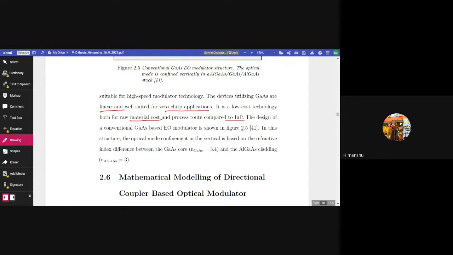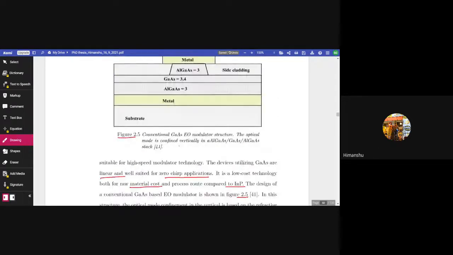The design of a conventional gallium arsenide based EO modulator is shown in figure 2.5. Reference number 41. In this structure, the optical mode confinement in the vertical is based on the refractive index difference between the gallium arsenide core, GaAs equals 3.4, and the aluminum gallium arsenide cladding, AlGaAs equals 3. Let me give a pause here.